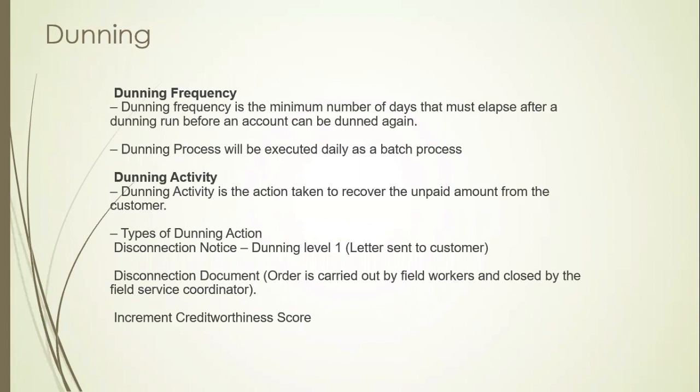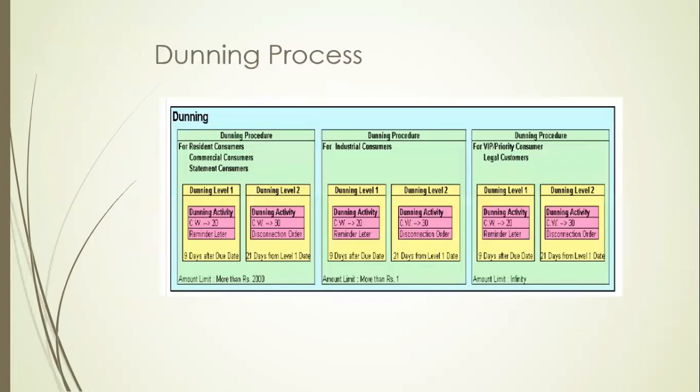So there are some examples of the type of dunning action. First one is notice. Second is the disconnection document. Then cancellation of their agreement, and finally the credit worthiness score will be decreased or increased based on their activities. Okay, if they paid within time or they give a right excuse, then the credit worthiness score may increase.